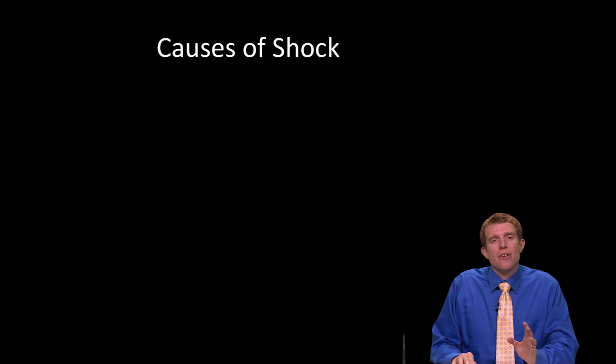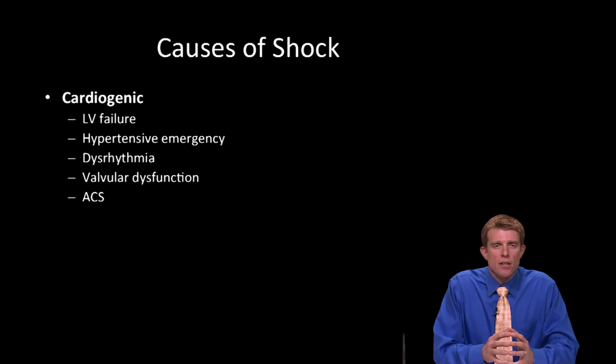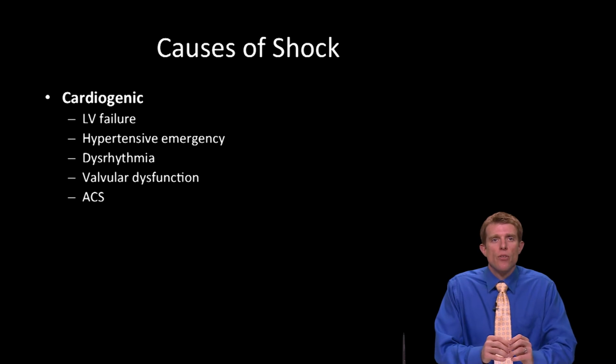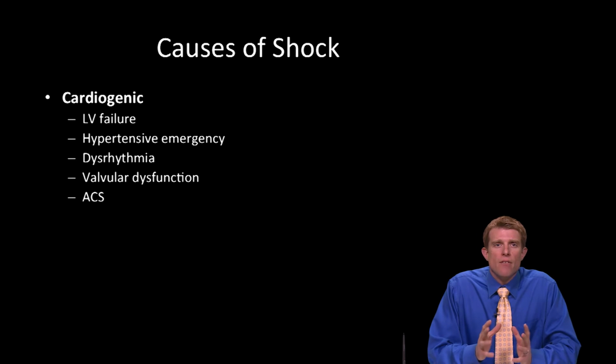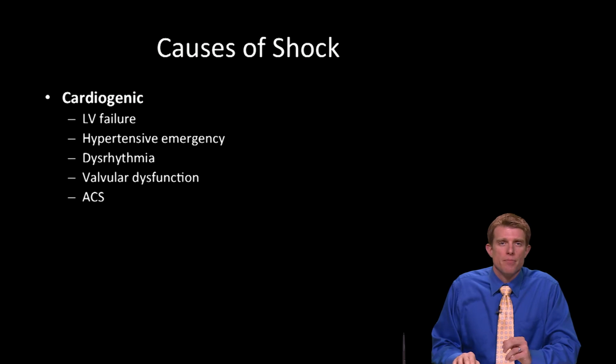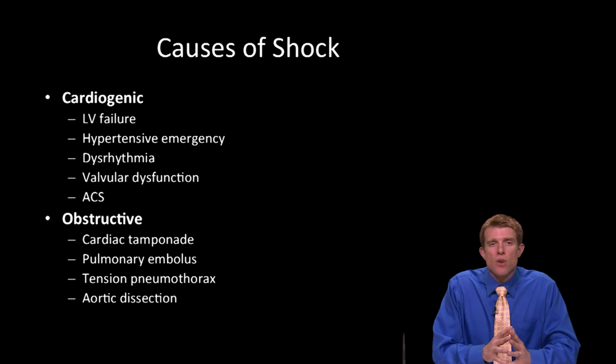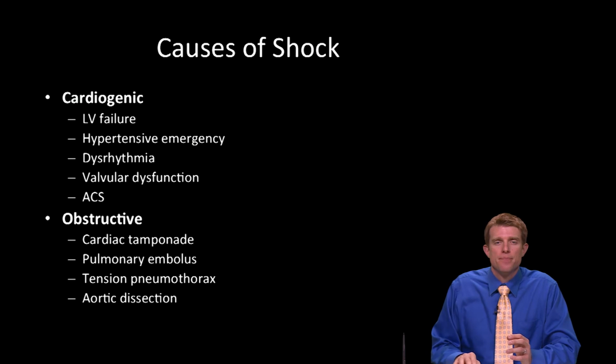Now, looking not at our categories, but our causes of shock. So if we look at cardiogenic shock, things we're going to think about, specific diagnoses, would be left ventricular failure, hypertensive emergency, whether the patient has a valvular dysfunction, a dysrhythmia, or acute coronary syndrome. Common causes of obstructive shock include cardiac tamponade, a PE, tension pneumothorax, or aortic dissection, which frequently at the end stages can lead to cardiac tamponade.